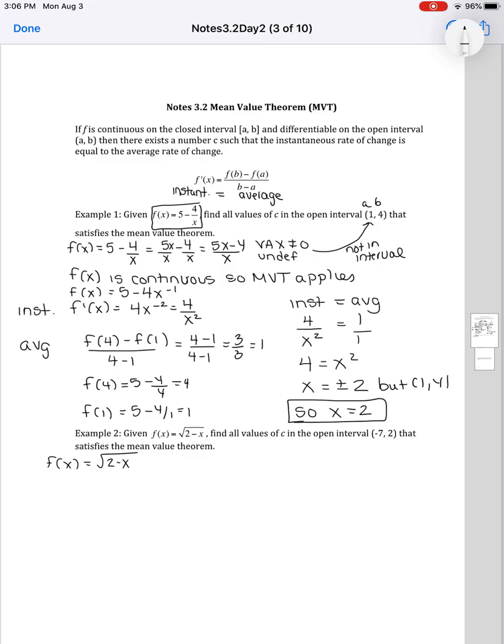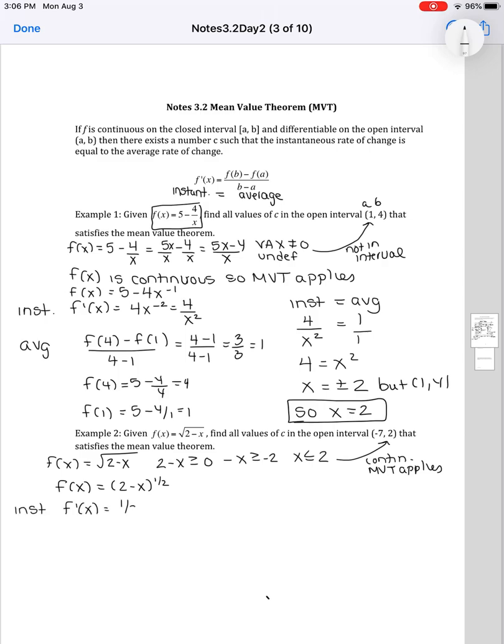All right, let's try another one. So we see a square root function. So I know that my domain here, I'm going to take the value underneath the square root, set it greater than or equal to 0, because that's all that it could equal. And when I do that, if I move the 2 over first, and then I divide by negative 1, I get x is less than or equal to 2. Okay? Well, if x is less than or equal to 2, that partly satisfies that. So we know this is continuous. So continuous, MVT applies.